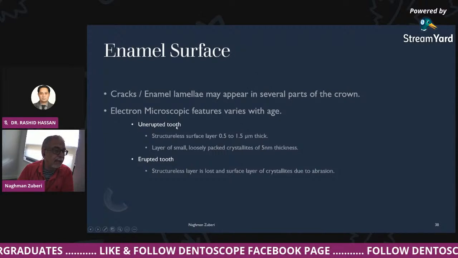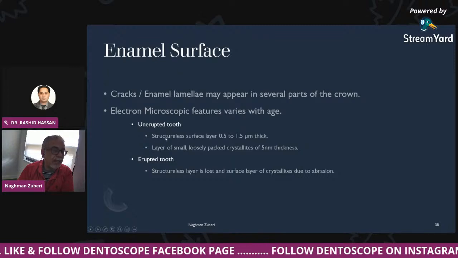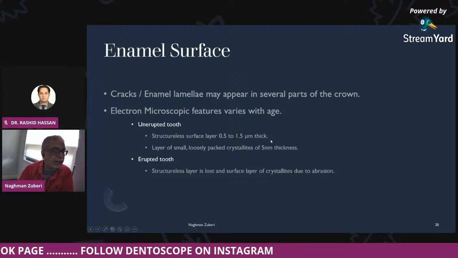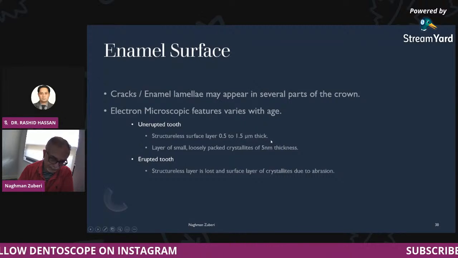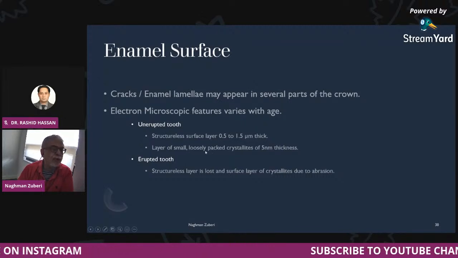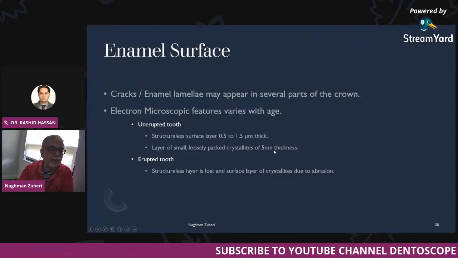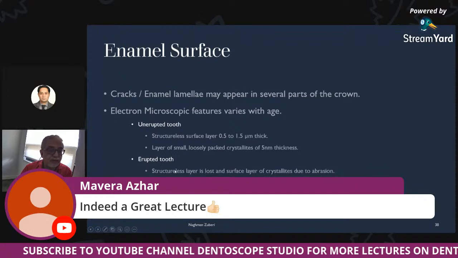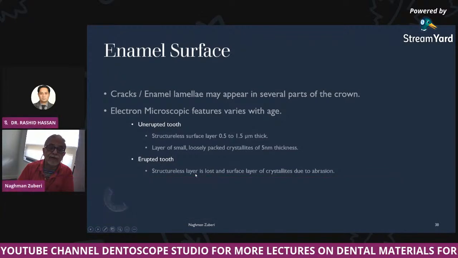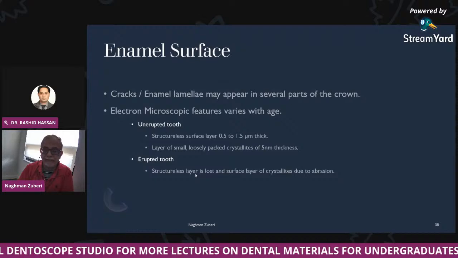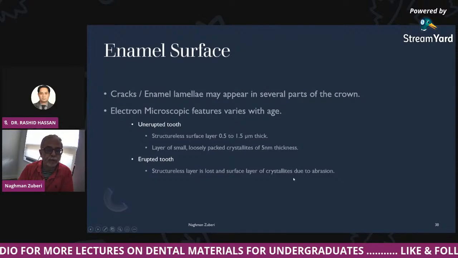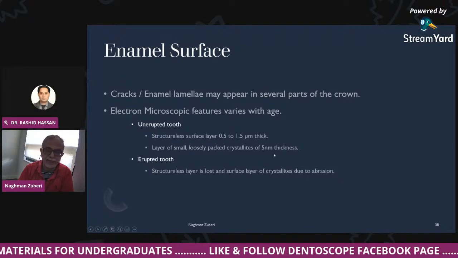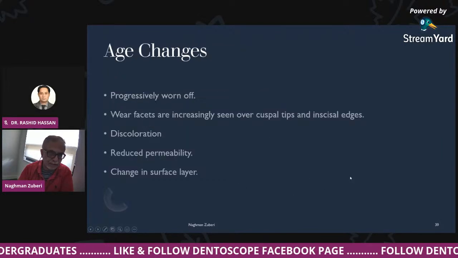When we are talking about the unerupted tooth, a structureless surface layer of 0.5 to 1.5 micron thickness will be present on the surface, a layer of small, loosely packed crystallites of 5 nanometer thickness as well. Erupted tooth, the structureless layer is lost within a couple of months after eruption due to abrasion, use, masticatory process, tooth brushing, etc.